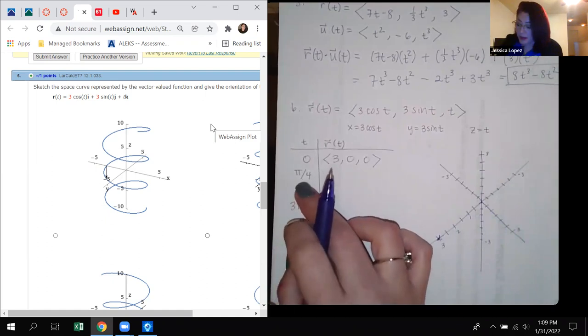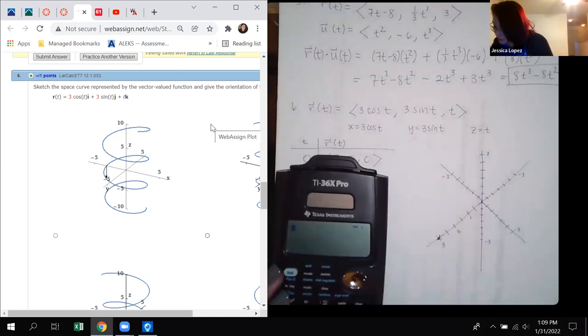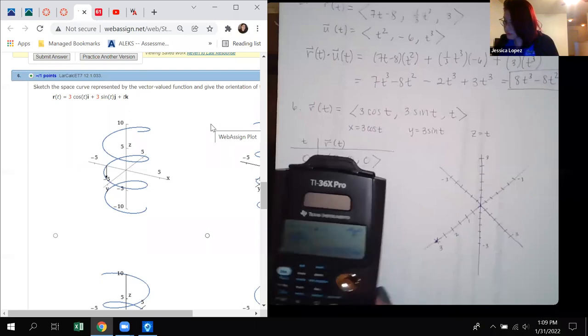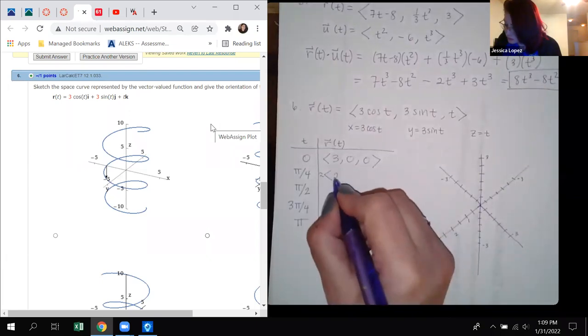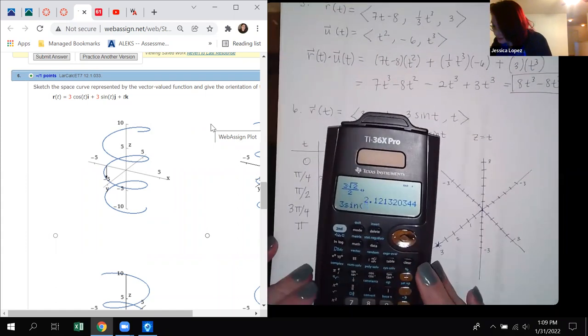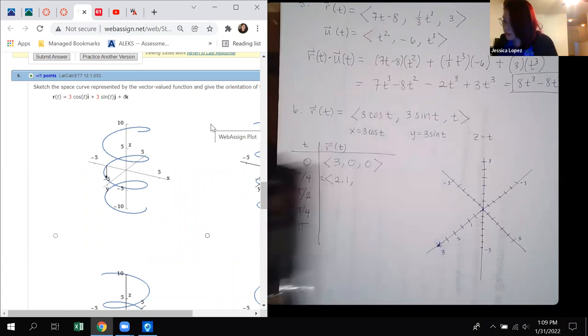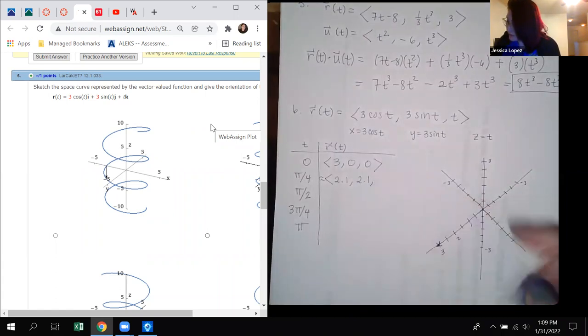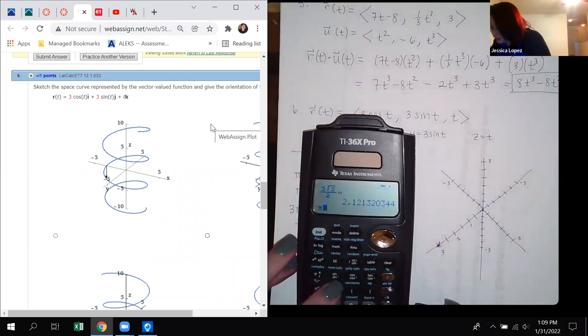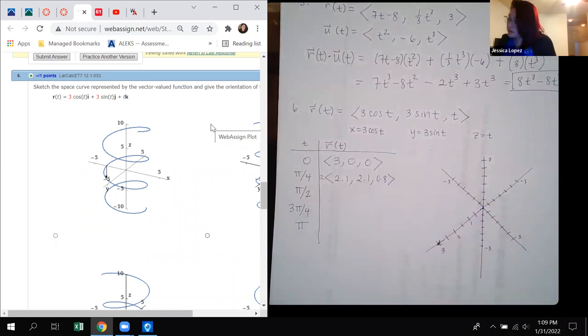So when I plug in pi over 4, let's see what that looks like. On, clear, 3 cosine pi over 4. Let me hit the double arrow. So it's about 2.1, then 3 sine of pi over 4. Let me hit the double arrow again. It's about 2.1, and if I'm plugging in that for t, pi over 4 as a decimal is about 0.8, okay? So I'm going to now plot that.